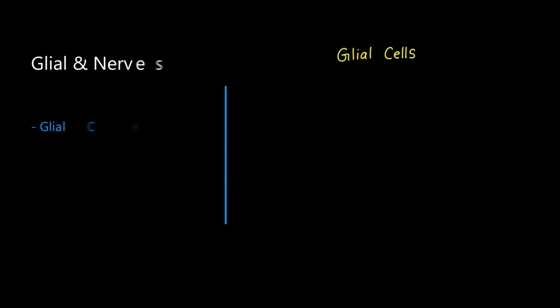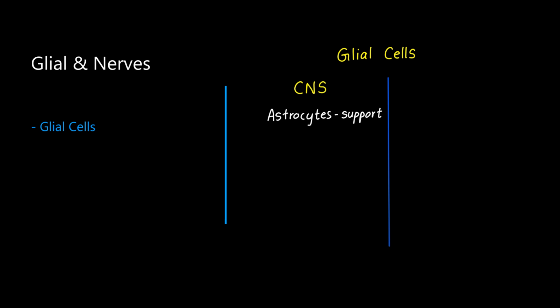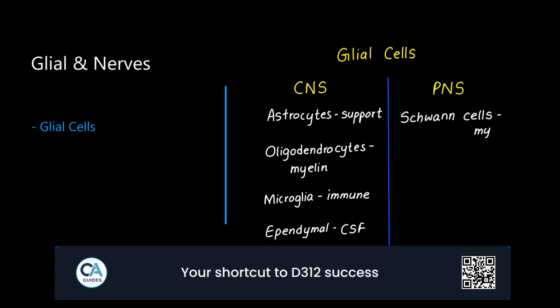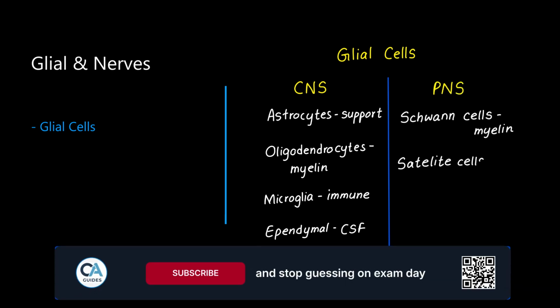Neurons get all the credit, but glial cells do the real support work. In the CNS, astrocytes provide structural support. Oligodendrocytes handle myelination, which is insulation of axons. Microglia act as the immune cells, cleaning up debris. Ependymal cells produce cerebrospinal fluid. In the PNS, Schwann cells myelinate axons, and satellite cells provide support.